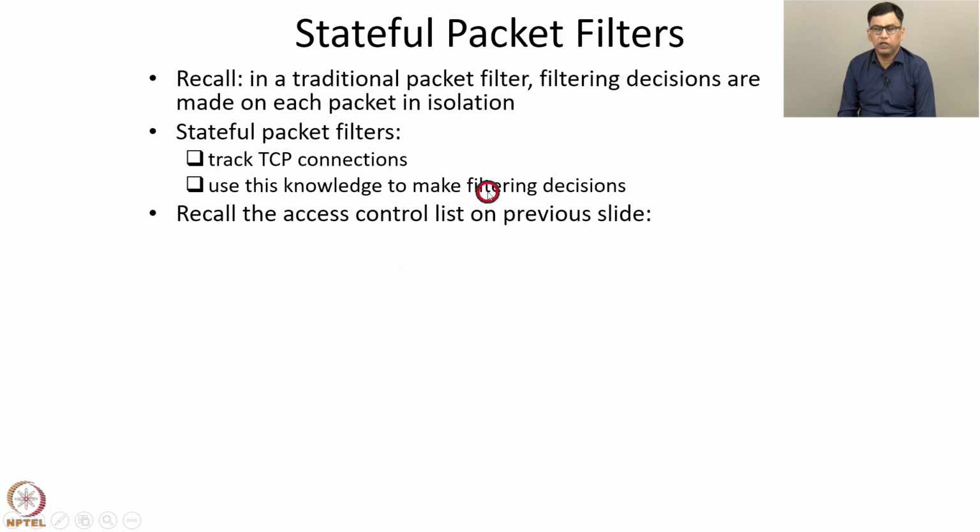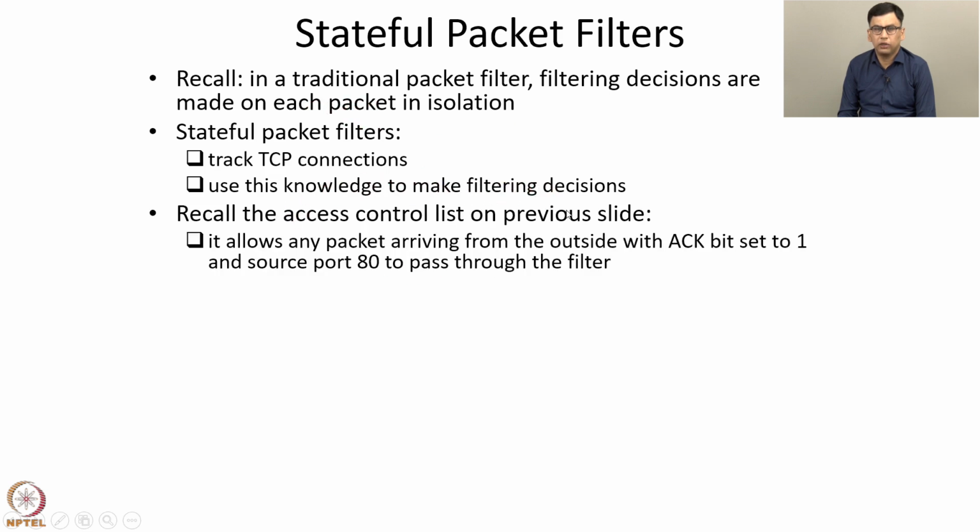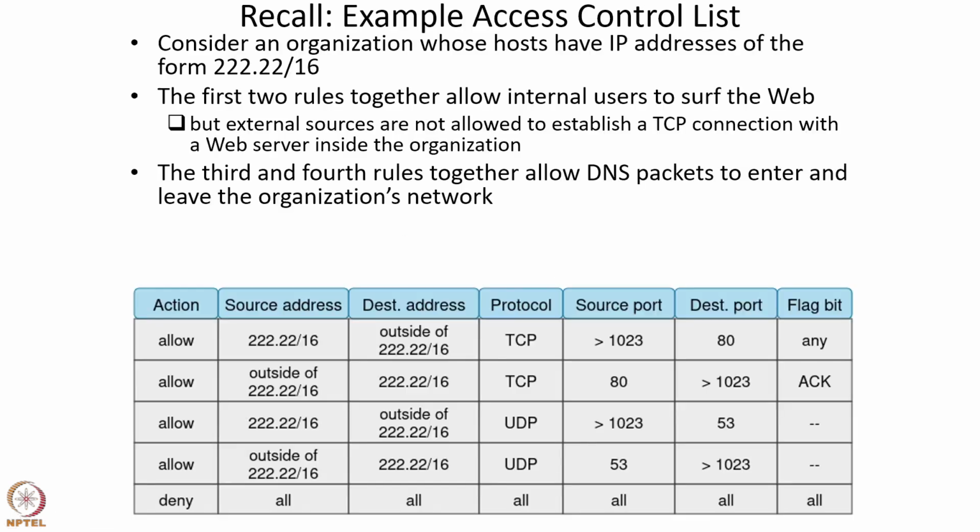Recall the access control list on the previous slide. It allows any packet arriving from outside the organization's network with the ACK bit set to 1 and source port 80 to pass through the filter. Let's go back to the access control list. We can see that this second rule allows packets arriving from outside the network with source port 80 and the ACK bit equal to 1. These are allowed to pass through the firewall.